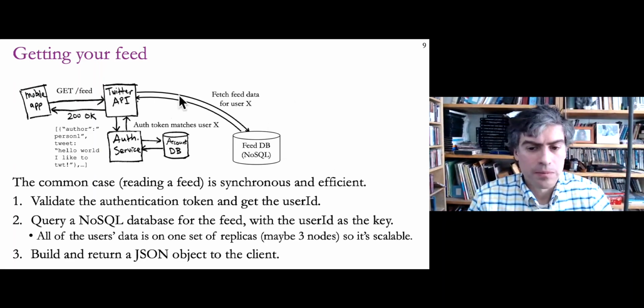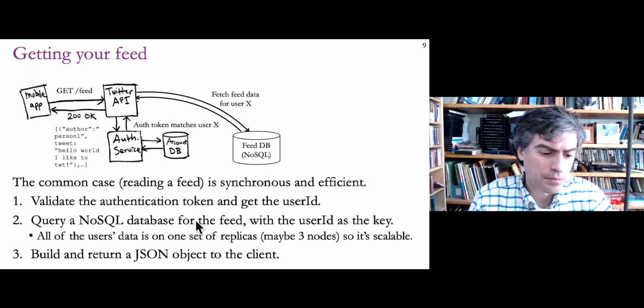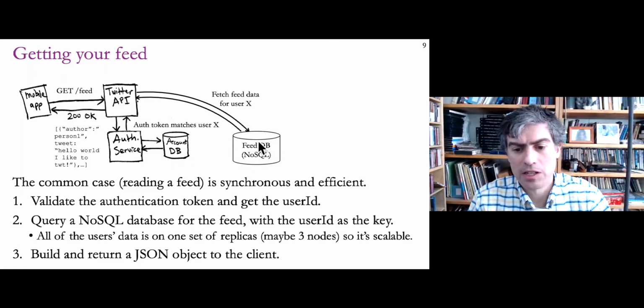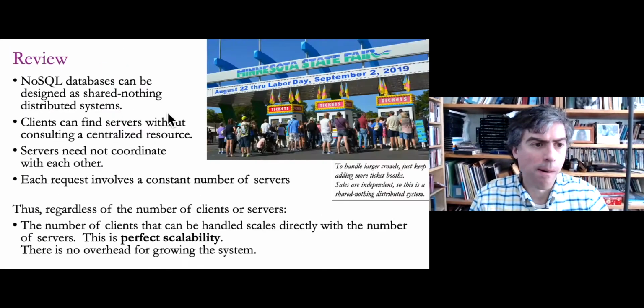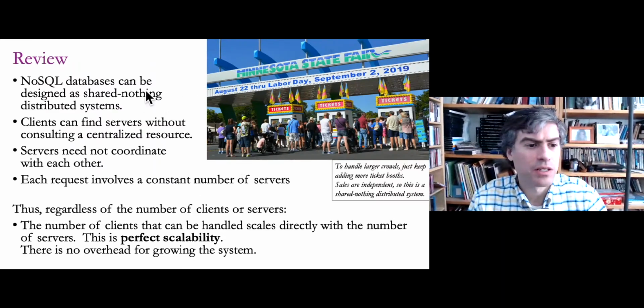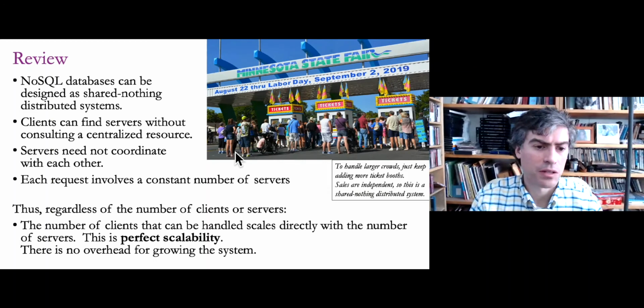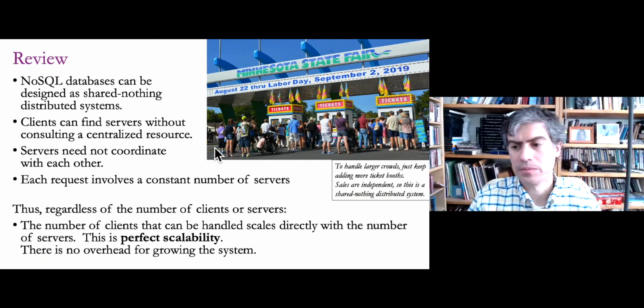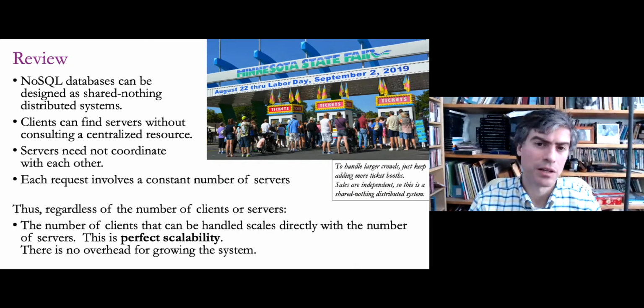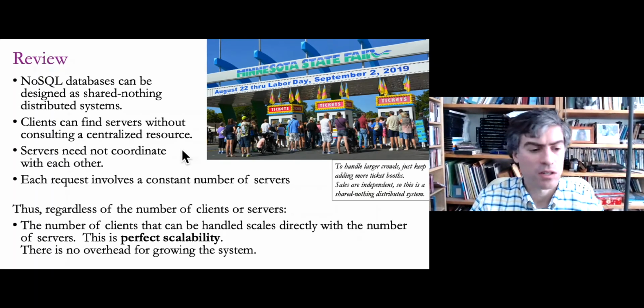So this is fast, and this is a scalable design. We get back maybe a JSON object from here, and we return that JSON object back to the client. Now, just as a reminder, the reason why these NoSQL databases are scalable is because this hashing to find the node happens at the client side. So it's a shared nothing system with no significant central bottleneck for coordination. The servers don't need to coordinate much with each other, at least not for the individual requests. The only time servers need to coordinate with each other is when the number of nodes changes or nodes are replaced. Every request involves a constant number of servers.